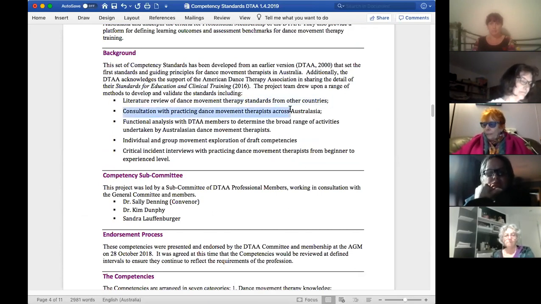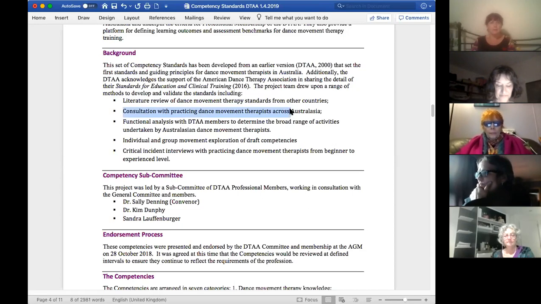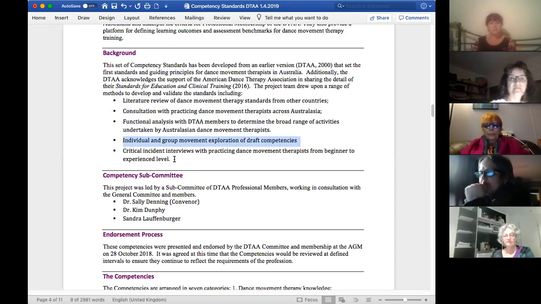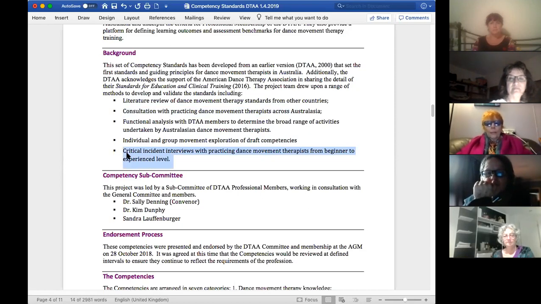We consulted with dance movement therapists, and that included 2 discussions at AGMs in 2017 and before, and a very brief discussion at the 2008 AGM. And then we had functional analysis with DTAA members, including one that happened at the 2007 AGM, where members were asked to talk about the broad range of activities they do. And then we had a range of responses to draft documents. And then we had some critical incident interviews with practicing dance movement therapists.